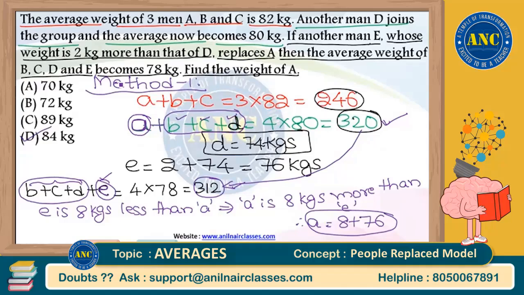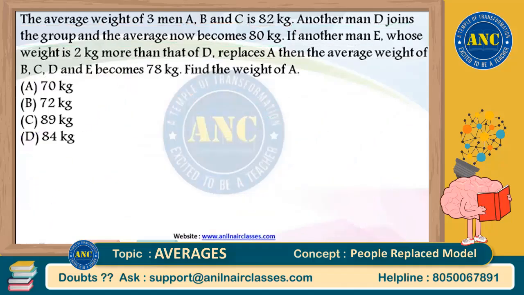Now see this method 2. Very beautiful way of problem solving again. This method 2 we implemented in some of our problems in our yesterday's class. First statement is average weight of 3 men A, B, C is 82. So total of A, B, C is 3 into 82, which is nothing but 246.